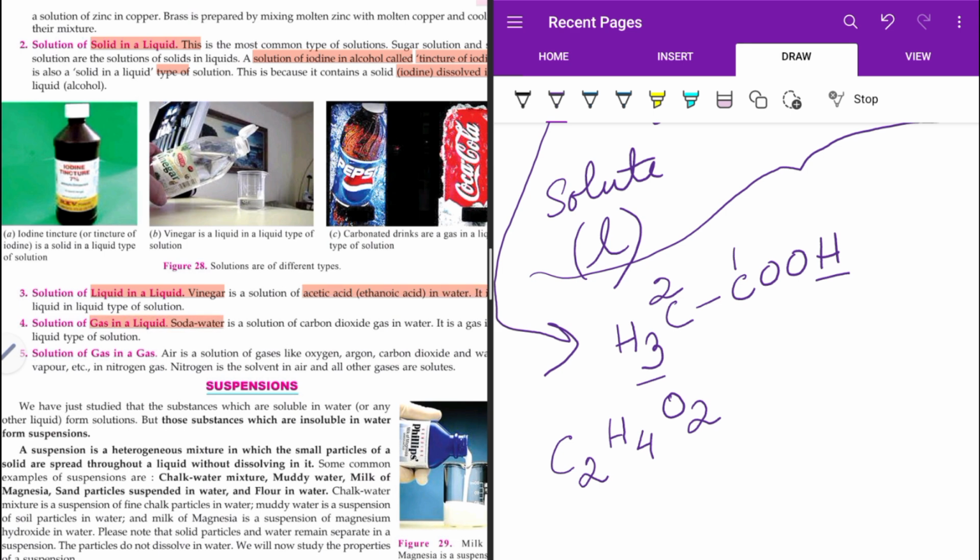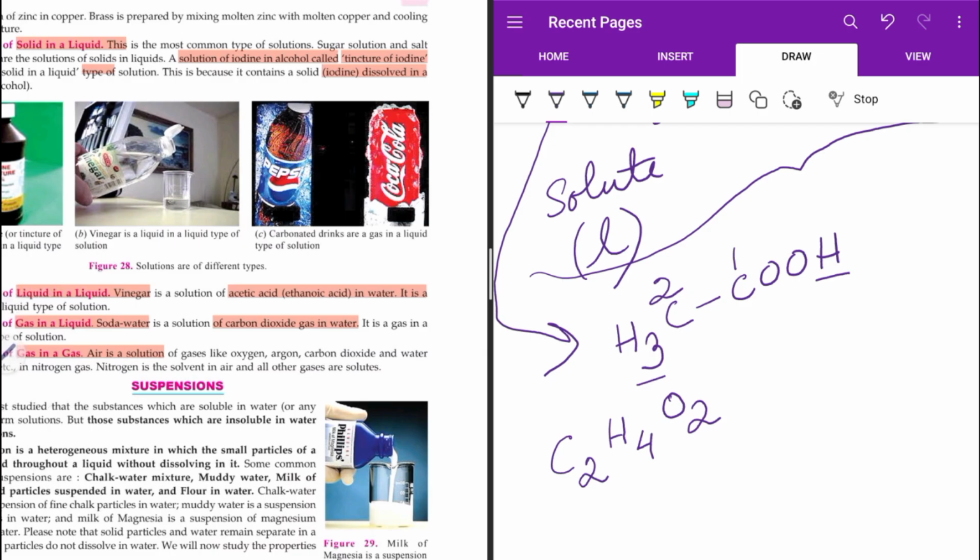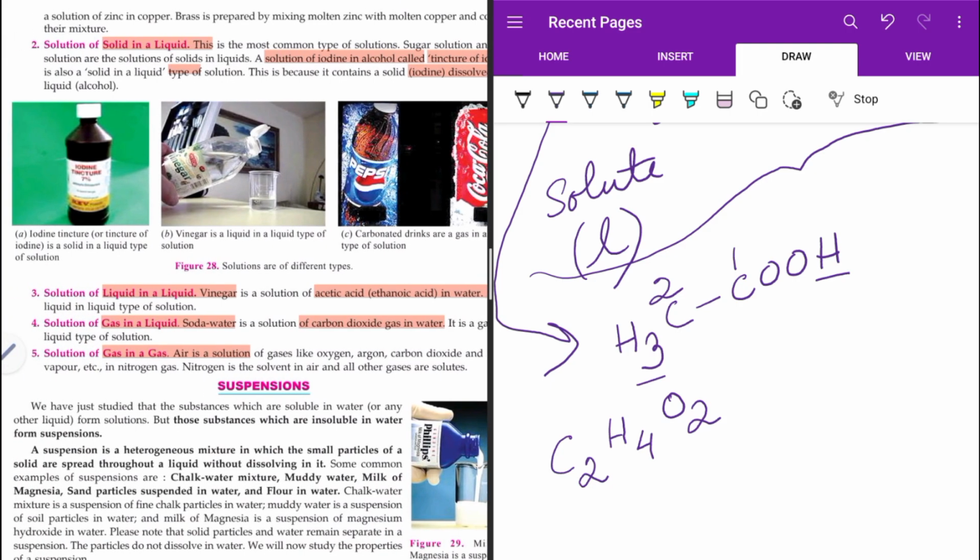Gas in liquid: soda water, aerated drinks, carbon dioxide compressed under high pressure in water. Gas in gas: I told you air is a mixture of gases. So here again we can say gases like oxygen, argon, carbon dioxide, water vapor, etc., in nitrogen gas. Now why nitrogen gas? Because that is present in greater amount.